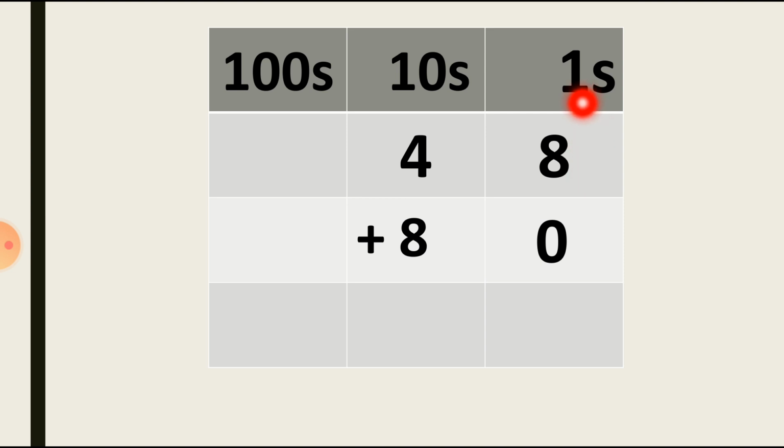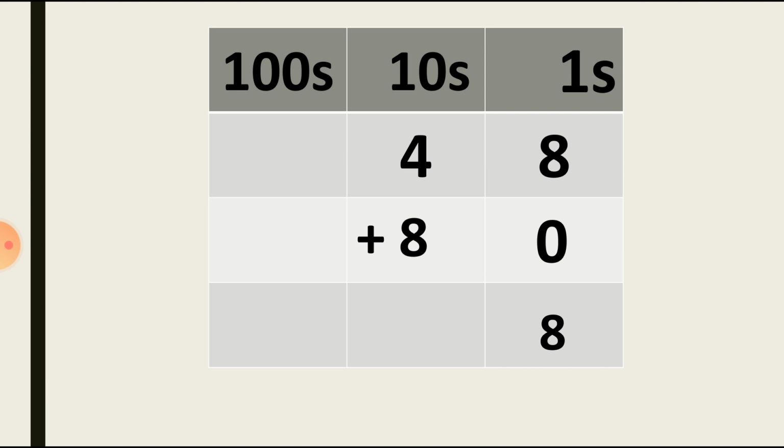Here is the ones column. We have to start with the ones column at the right side. So here, 8 plus 0. As I told you, if you add any number to 0, the answer will come as it is. So 8 plus 0 is equal to 8. We can write 8 under the ones column.